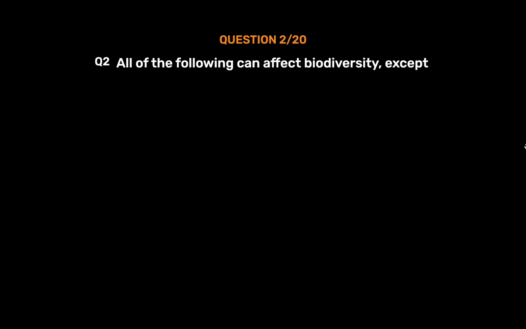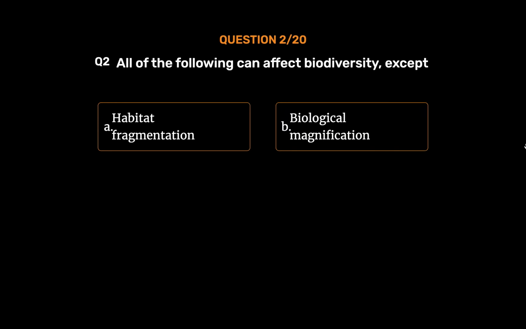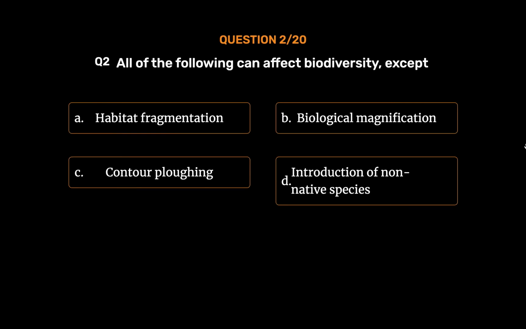Question number 2. All of the following can affect biodiversity, except Option A. Habitat fragmentation. Option B. Biological magnification. Option C. Contour plowing. Option D. Introduction of non-native species. The correct answer is Option C.